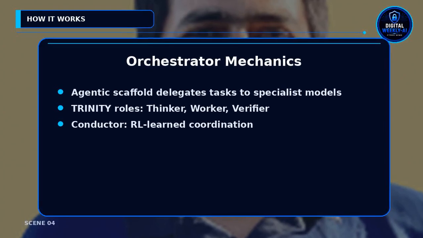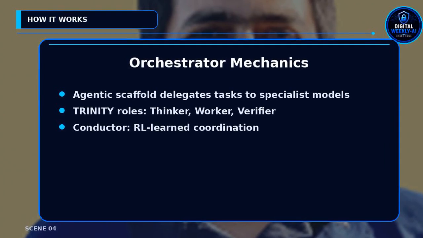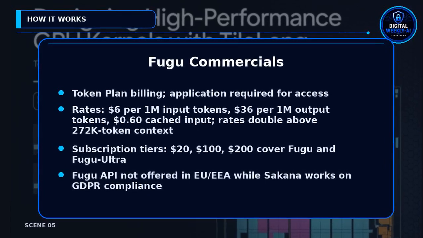Fugu is an orchestrator language model. It builds an agentic scaffold from a query and delegates subtasks to specialist models. Trinity defines thinker, worker, and verifier roles. The conductor learns coordination via reinforcement learning. Sakana emphasizes the verifier for security validation. Routing details are proprietary, and access requires a reviewed application. Pricing and access details matter for adoption.